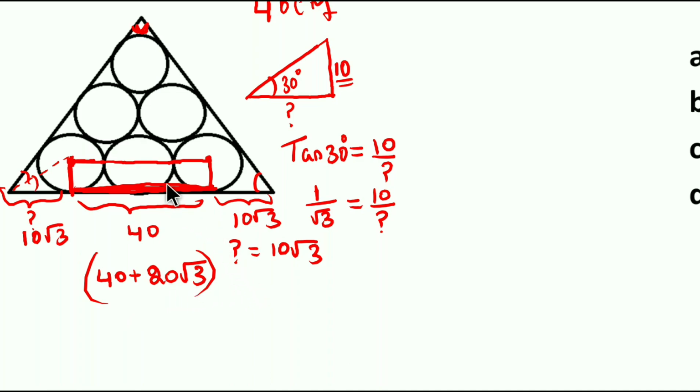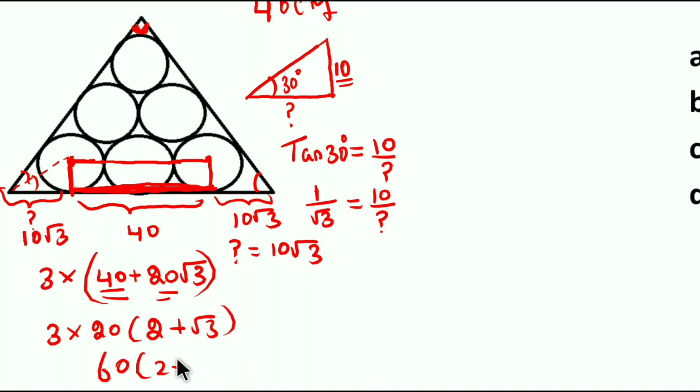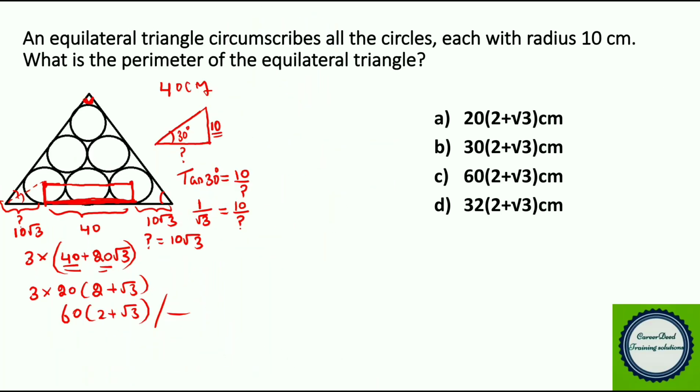Right. Now you have to find the perimeter, so you have to multiply it by 3. So 3 into 40 plus 20 root 3. Here in both the numbers you have 20 common, so you can take 20 outside. So 3 into 20 times 2 plus root 3. 3 into 20 you get 60, so 60 into 2 plus root 3. This becomes your answer. So the answer for this question is option C, 60 into 2 plus root 3 centimeters.